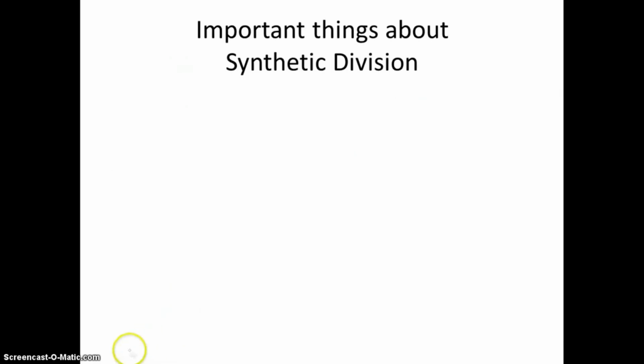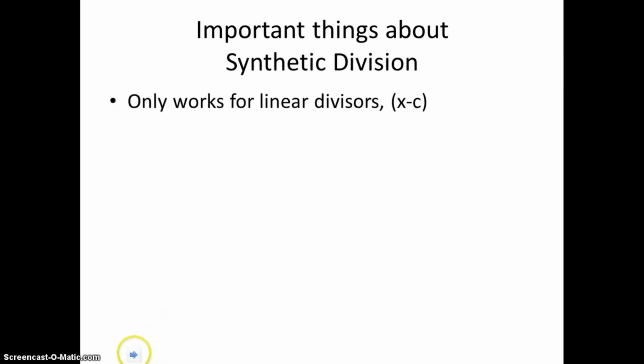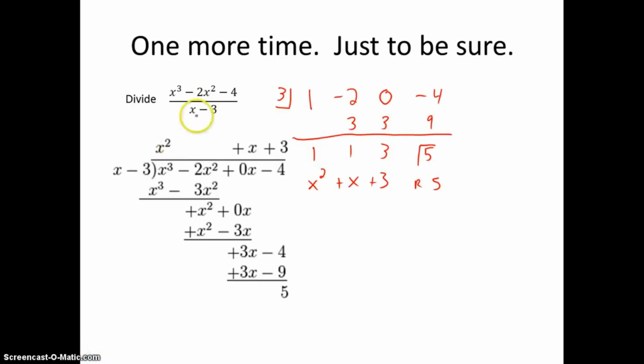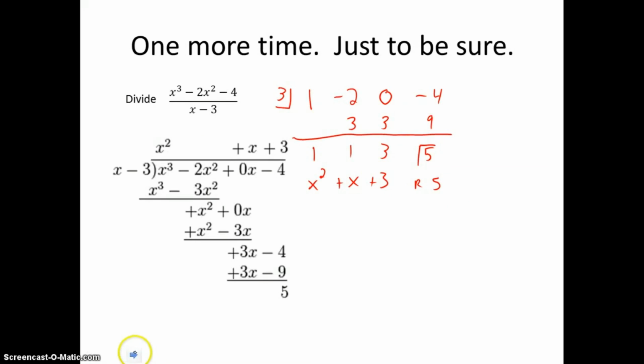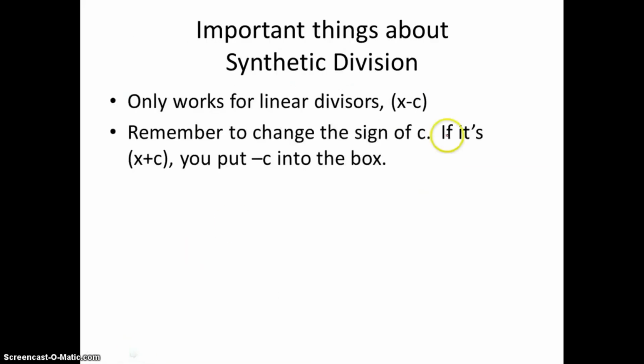So there are a few things that you have to note about this synthetic division method. One is that it only works for linear divisors x minus c. So it won't work for something like 2x squared minus 4. Whatever I'm dividing by has to be in that form. Just x minus a number, or it could be x plus a number. The only thing then is that you have to put in a negative. And that's the second thing worth noting, you have to always change the sign. So if it's x plus c, you put negative c into the box when you start. If it's x minus c, then you're going to put in the positive c.